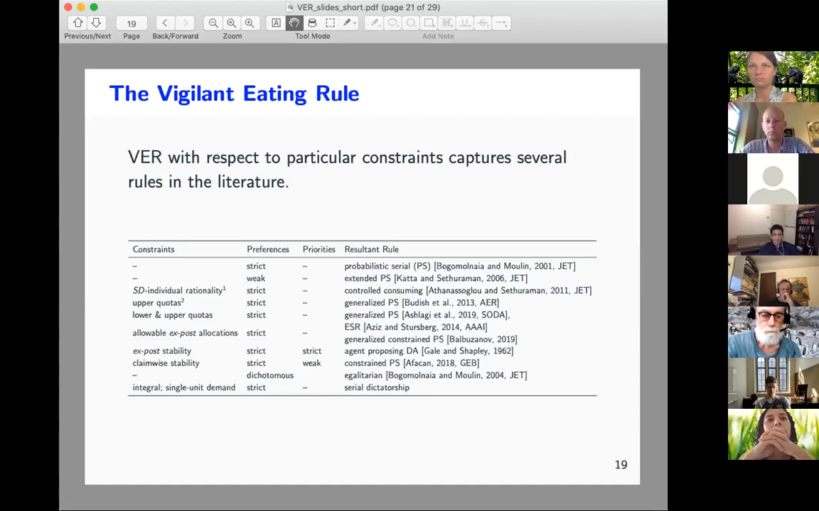Another generalized probabilistic serial rule was proposed last year by Ashlagi et al. in the SODA paper. And it also generalizes the egalitarian simultaneous reservation rule, which I worked on with Paul Stursberg in 2014, in the context of probabilistic voting.